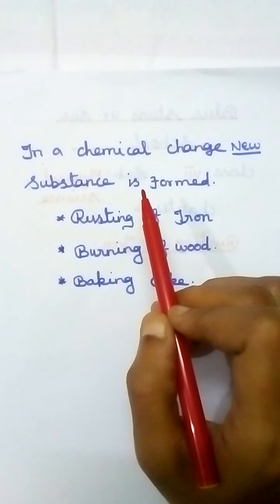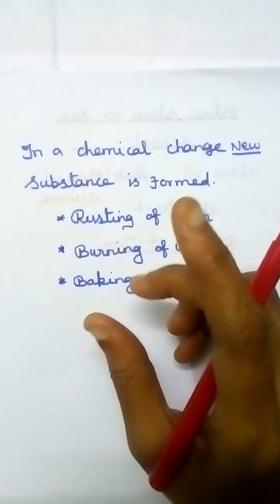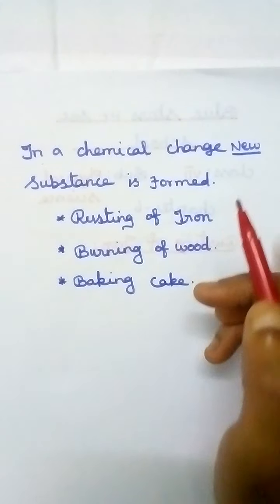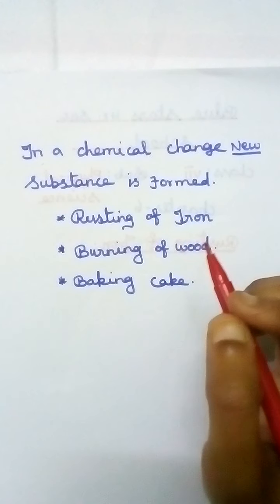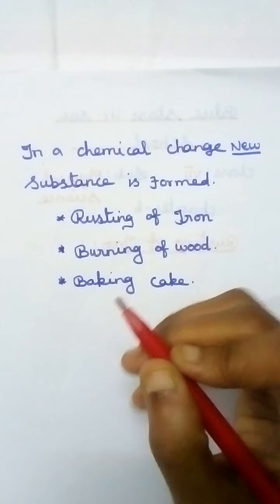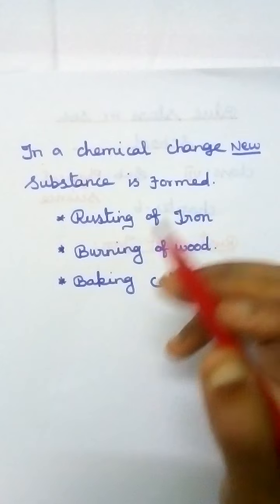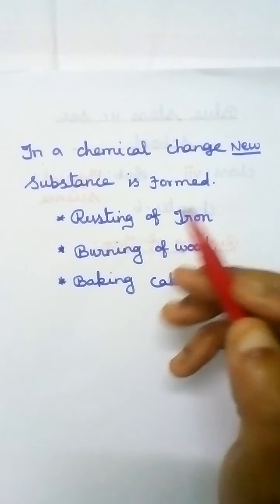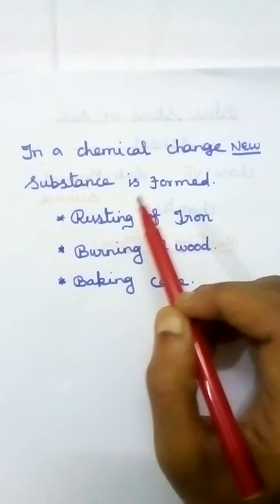In a chemical change, what did we do? Now we formed new substances. For example, take one candle. So the candle is burnt. Then what happens? The burning of the candle is the physical change. Then carbon dioxide gas is released from it. That is the chemical change. That is the difference between physical and chemical change.